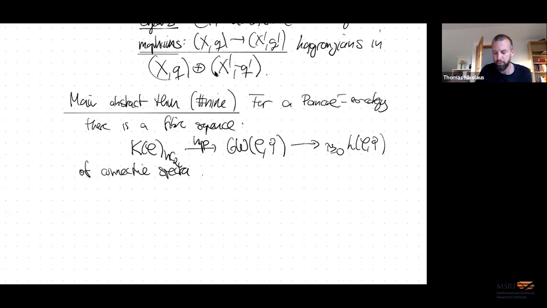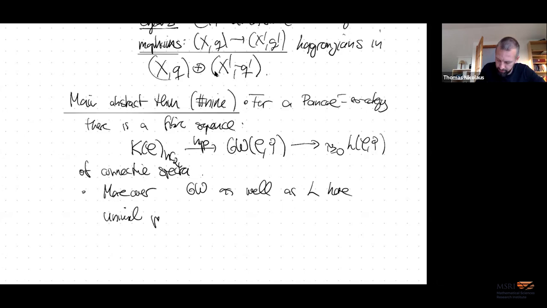And maybe in order to answer David's question, there's a slight addendum. Moreover, Grothendieck-Witt as well as L have motivic style universal properties. So Grothendieck-Witt is in a sense a universal additive invariant. Additive, in the sense of K-theory, means that it preserves split Verdier sequences. And there's a notion of split Verdier sequences in this Poincaré infinity setting. And it's the universal functor which sends those to fiber sequences. And L is the universal Bordism invariant functor.